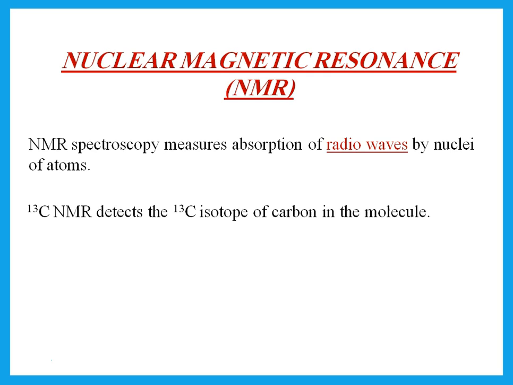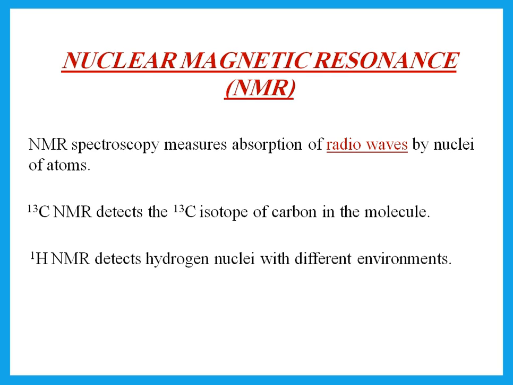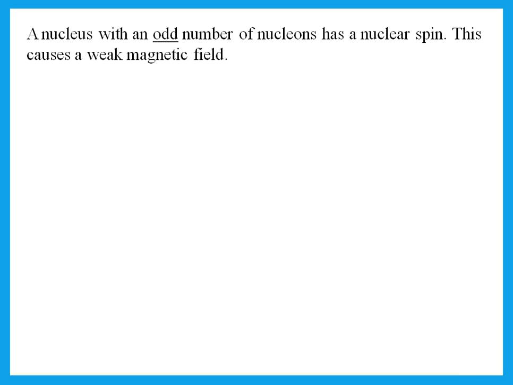You should realize that carbon-13 NMR is the one that detects the carbon-13 isotope of carbon in a molecule, and proton NMR detects the hydrogen nuclei with different environments. So we have two types of NMR: the NMR for carbon-13 and the NMR for protons.